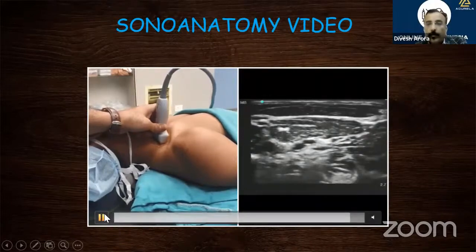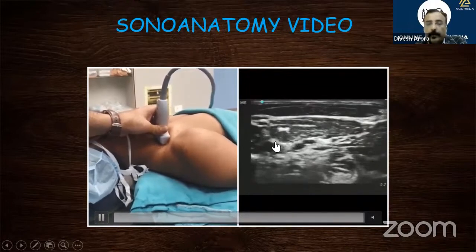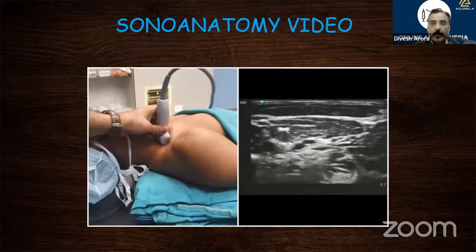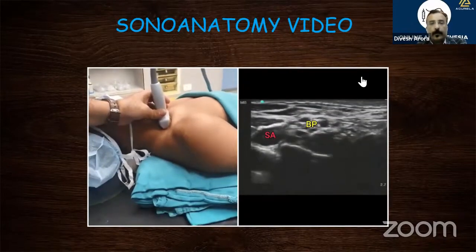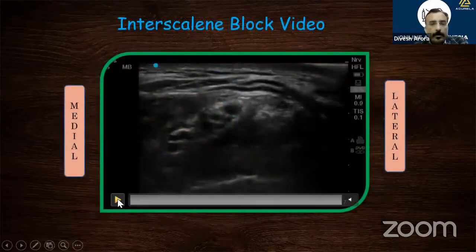So this is how we have to trace the respective nerve roots as well as the vertebral levels before actually attempting an interscalene block. So now I'll show you the actual block video. Needle will be coming from the lateral. This is the medial. This is the anterior scalene, middle scalene, C5, C6, C7.